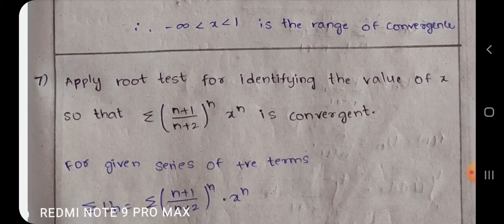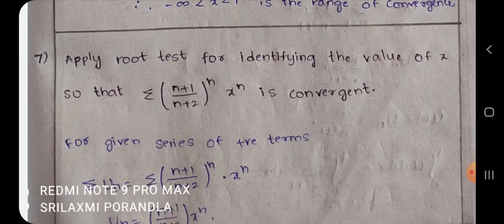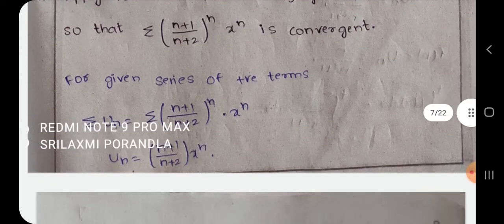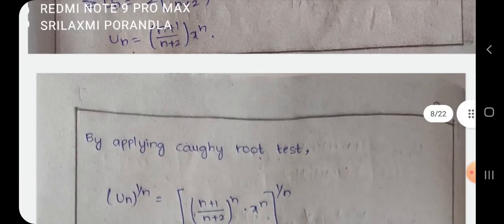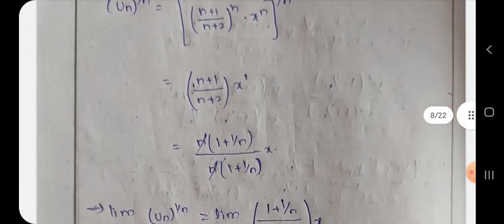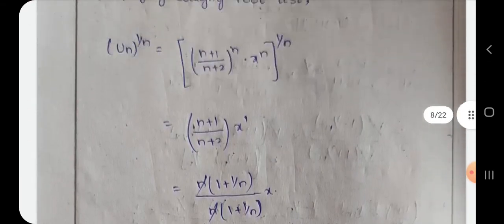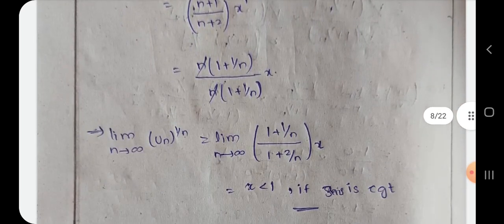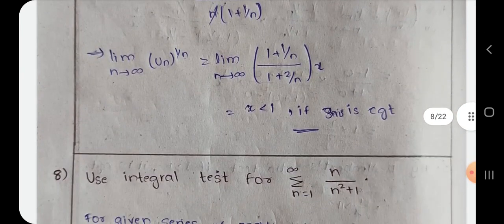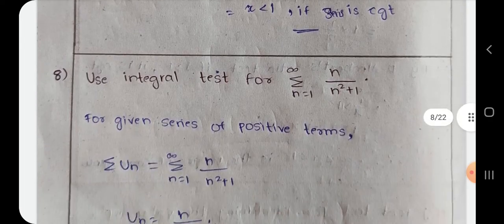For the seventh problem, you are using the root test in order to identify the value of x. Root x, here the power n is there, so automatically you are going to use the Cauchy root test. On making the simplification of the nth root of the general term, finally you are getting an answer, and on applying the limit, you are getting only the x value, and to say it is convergent, the limit should be less than 1. So that is your conclusion.